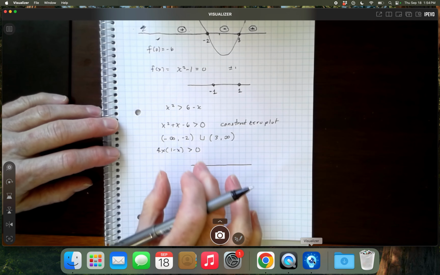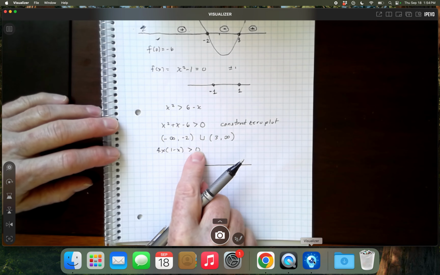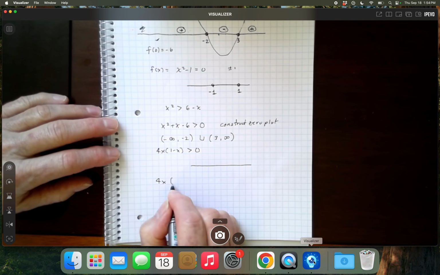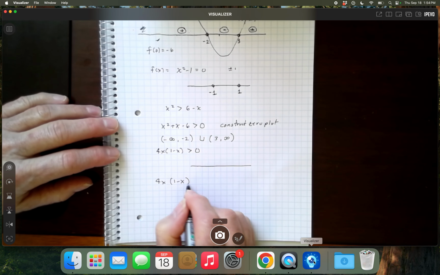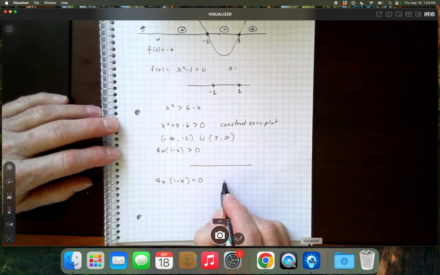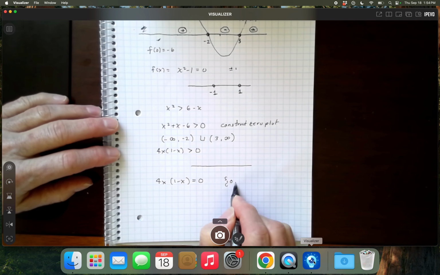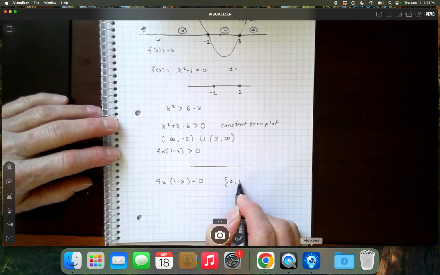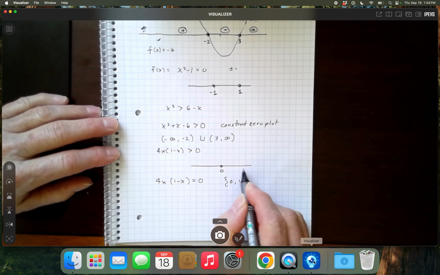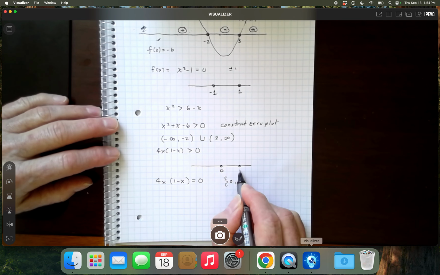So step 1 I've already done. I've got 0 isolated. So I take 4x times 1 minus x, set it equal to 0. It's going to be 0 if x is 0. It will also be 0 when x is 1. So here's a 0 at 0. Here's a 0 at 1.